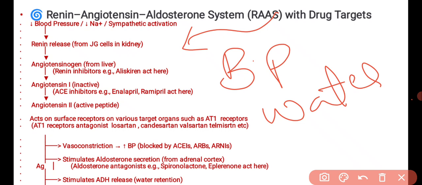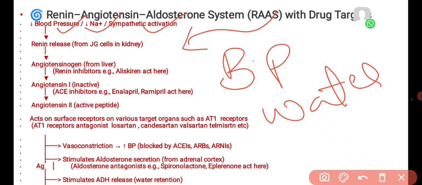Here is how this RAS system is activated. Whenever the sympathetic system is overactive or activated, it can stimulate the beta 1 receptors in the juxtaglomerular cells of the kidney and cause the release of renin. Apart from this, whenever the fluid volume or sodium concentration is low, or whenever the blood pressure falls, these all cause the release of renin from the juxtaglomerular cells of the kidney.